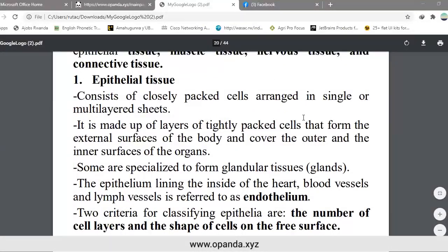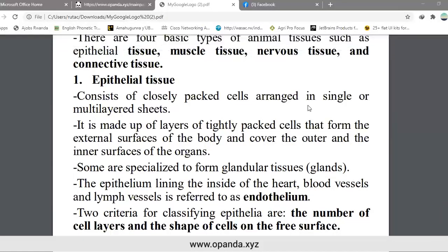Some are specialized to form glandular tissues. The epithelium lining the inside of the heart, blood cells, and lymph vessels is referred to as endothelium. 2 criteria for classifying epithelia are the number of cell layers and the shape of cells on their free surface.